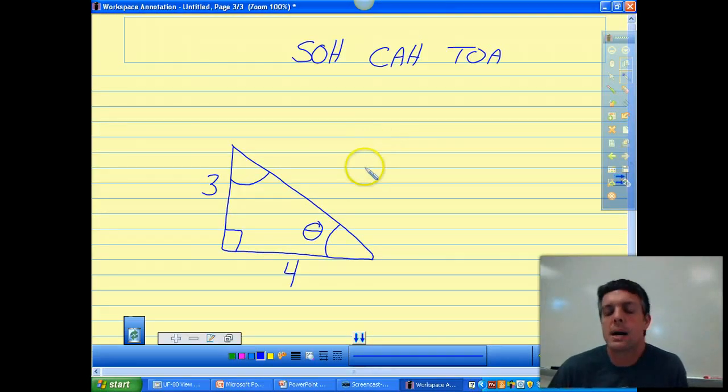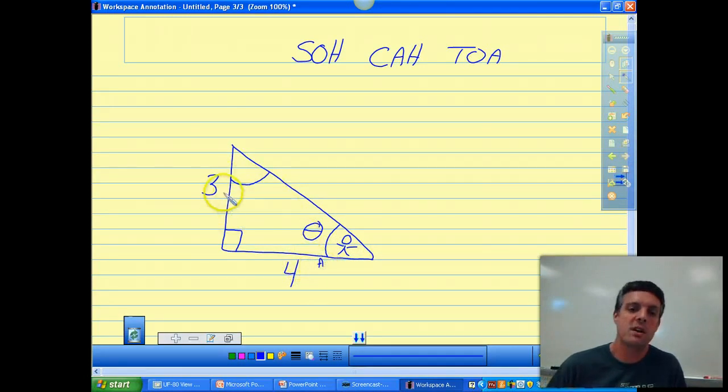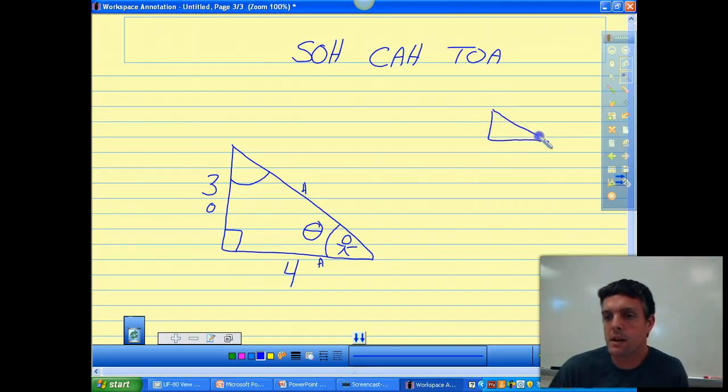When I'm standing right here, this is me. This side here is adjacent to me, so I'm going to put a little A. This side is all the way over, way away, and it's opposite of me. And this side here is always the hypotenuse. I'm going to get away from that problem for a second.